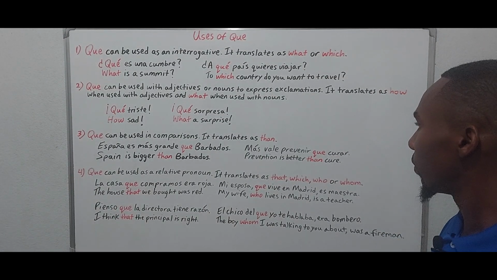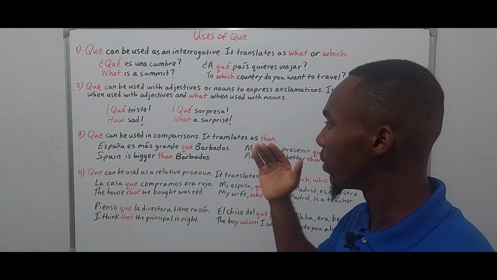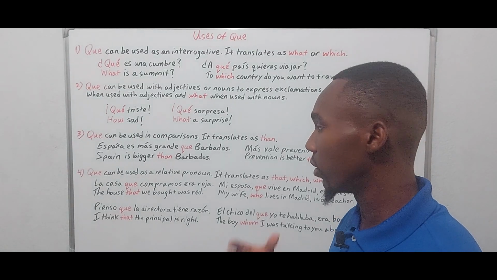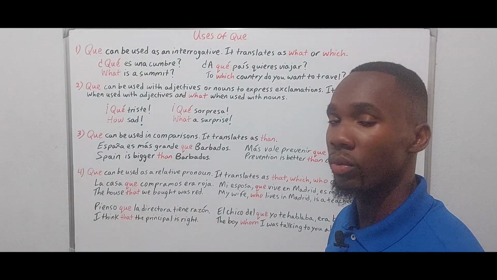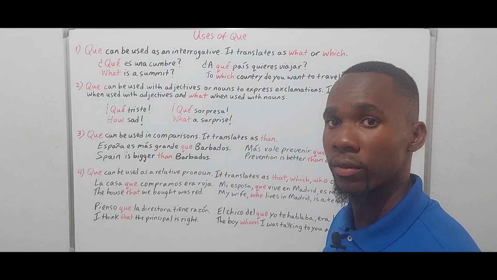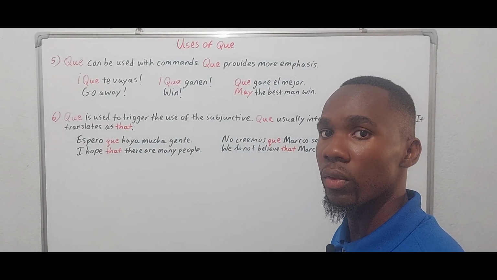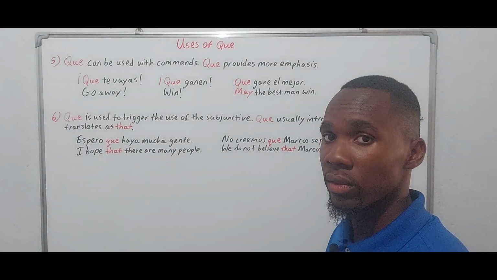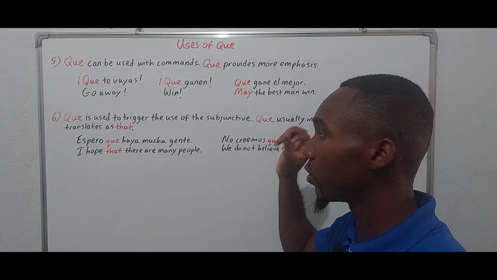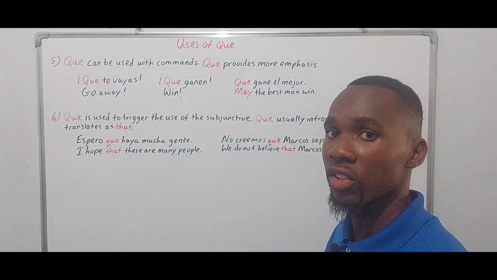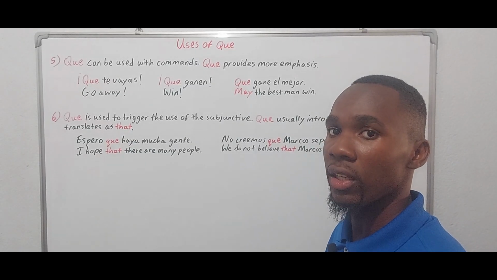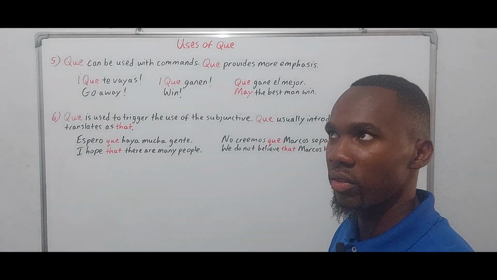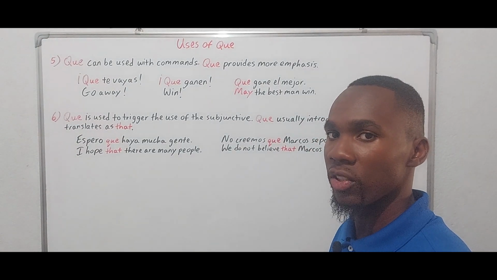All right. So these are 4 uses of the word que. And let us proceed now to the final 2 uses. So we move on to the 5th usage, which is going to be with commands. Que provides more emphasis. So when we want to emphasize an instruction that we have given, we can place que before it. Now, we are going to have to use the subjunctive / imperative to accomplish this.